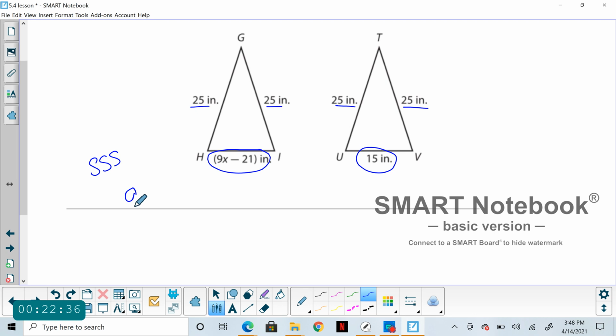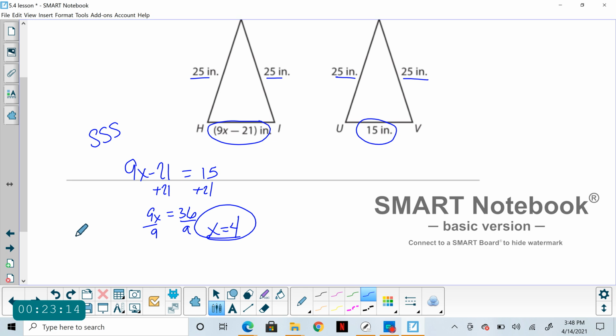So solving for x, for it to be congruent, it's 9x minus 21 equal to 15. Let me do the steps here so you can see them all. So we're going to add 21 to both sides. And we get 9x equal to 36. Divide by 9. And we get x equal to 4. So we could use the side congruence to prove they're congruent if x equals 4.